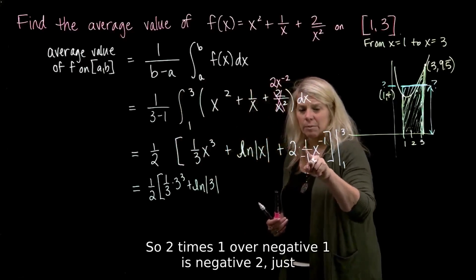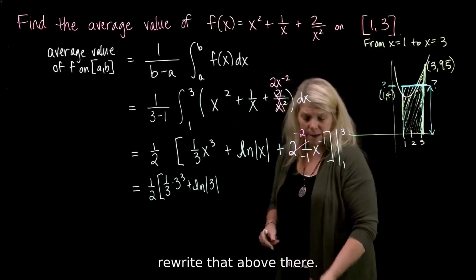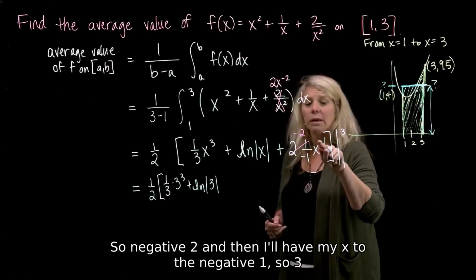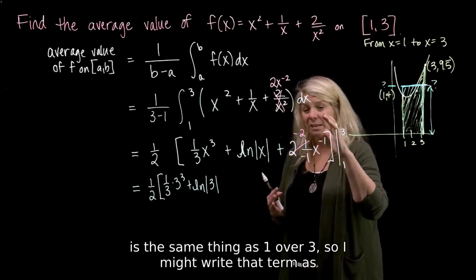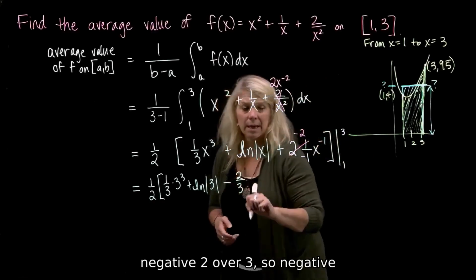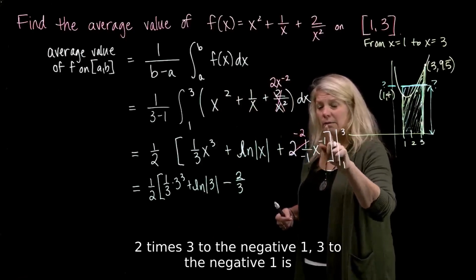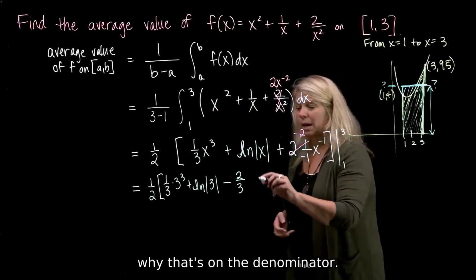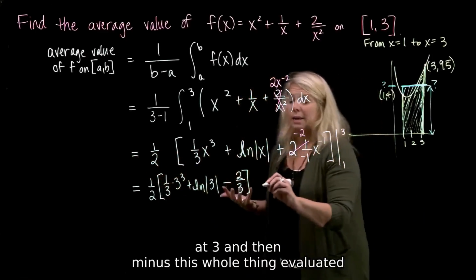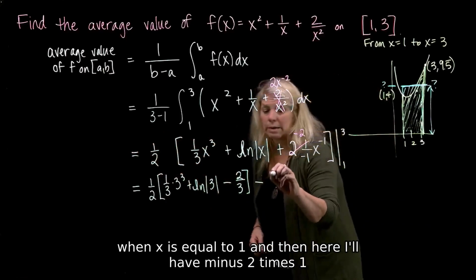Might tidy up that coefficient a little bit there. So 2 times 1 over negative 1 is negative 2. Just rewrite that above there. So negative 2, and then I'll have my x to the negative 1, so 3 to the negative 1, which is the same thing as 1 over 3. So I might write that term as negative 2 over 3. So negative 2 times 3 to the negative 1. 3 to the negative 1 is why that's on the denominator. Okay, so I have this whole function evaluated at 3, and then minus this whole thing evaluated when x is equal to 1.